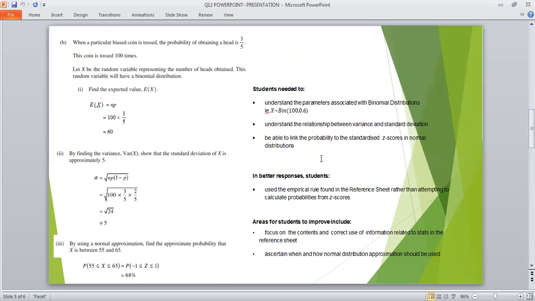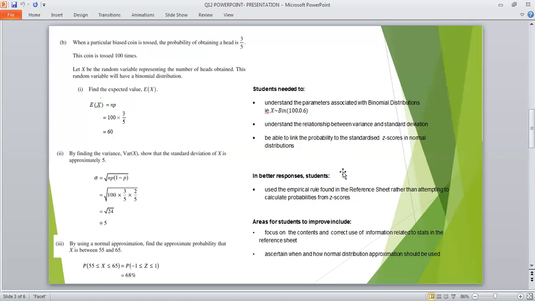Now, this was relatively straightforward because much of the information here was in the reference sheets. And in the better responses, the students used the empirical rule that is found in the reference sheets rather than attempting to actually calculate the probabilities from the z-scores.